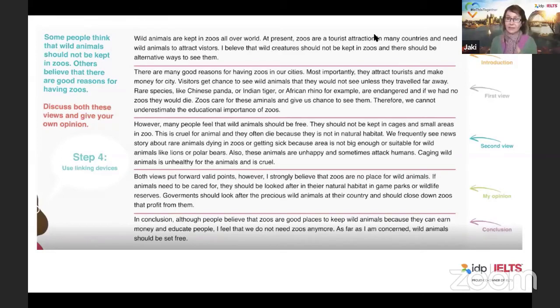We have the introduction. We have many good reasons for having zoos. So they talked about view 2 first, but they're talking about the view 2. Many good reasons for zoos. And they give the reasons here with examples, for example. Then they talk about the other view. Many people feel wild animals should be free. And they give their reasons and examples, their own opinion, and conclusion. So very nice, clear structure.